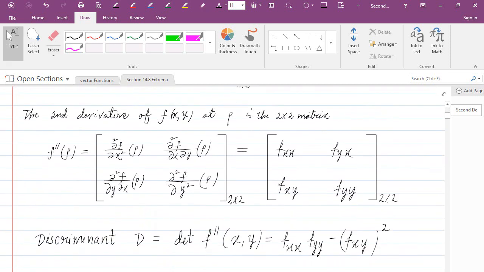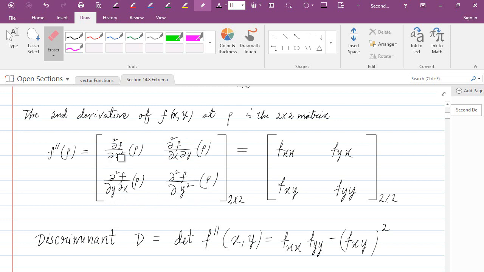And then the second derivative of f at the point P is the 2 by 2 matrix, which is denoted by f double prime of P, and it is this 2 by 2 matrix where the entries are the following. Here I have the second order derivative of f with respect to x twice. Here I have the second order derivative of f with respect to y twice. Here I have the second order derivative of f with respect to y first, and then with respect to x. Here I have the second order derivative of f with respect to x first, and then with respect to y.